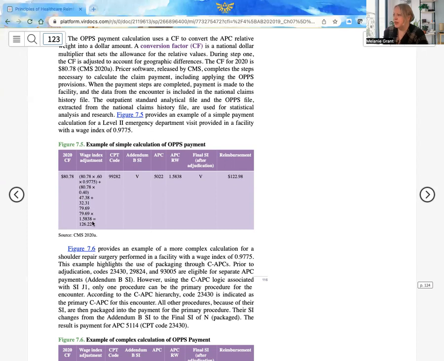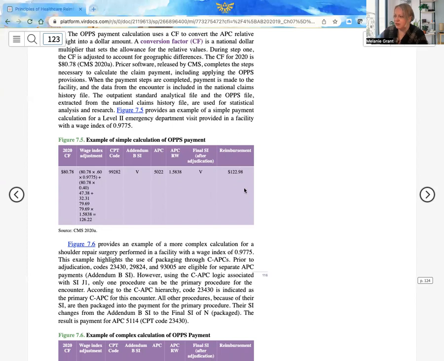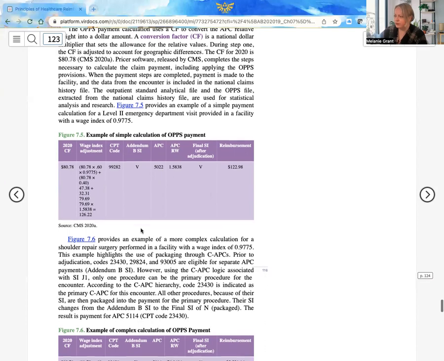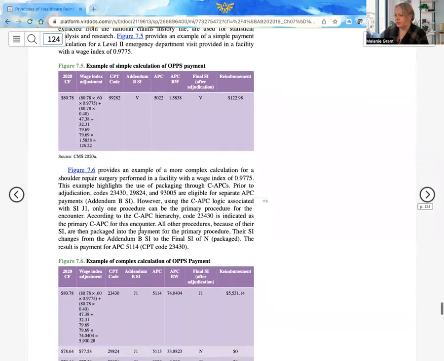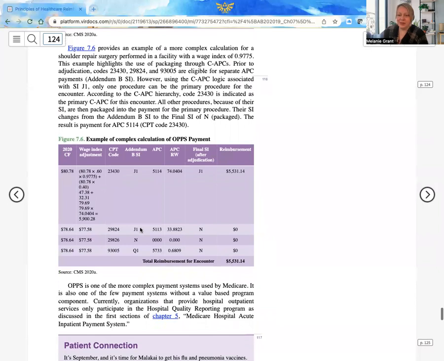Finally, we multiply that by 1.5838, which is your APC relative weight. The total reimbursement for this with your patient share will be $122.98. The patient would pay the difference between $122.98 and $126.22. Now that one, as difficult as it looked, was actually a simple conversion.